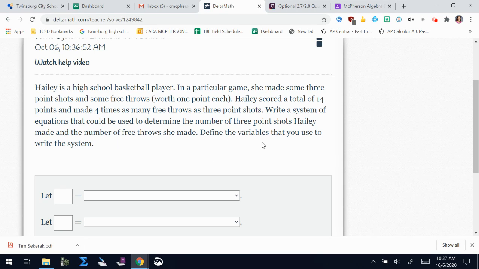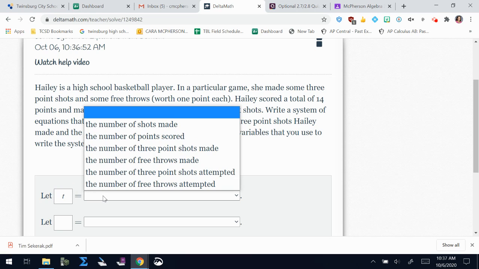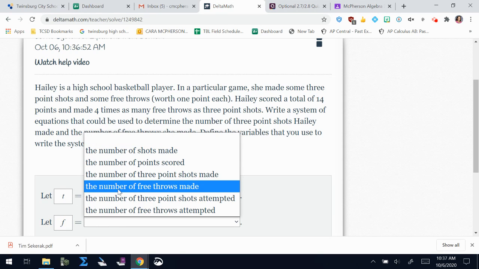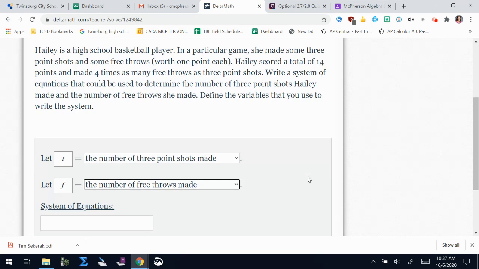So first we need to figure out what the variables are. So let's read the question that says write a system of equations that could be used to determine the number of 3-point shots and the number of free throws. So I'm just going to do T for the number of 3-point shots. And free throws, I'll use an F for free throws. So it's the number of 3-point shots made and the number of free throws.